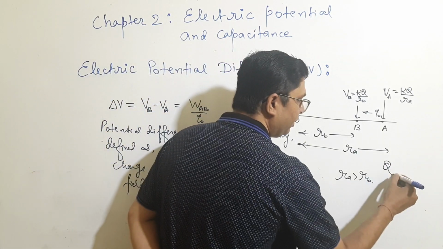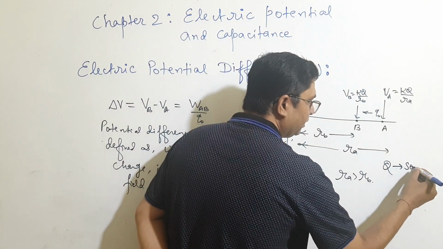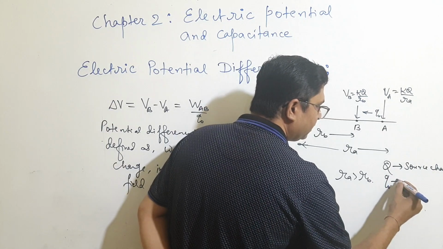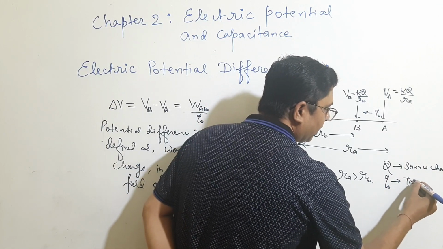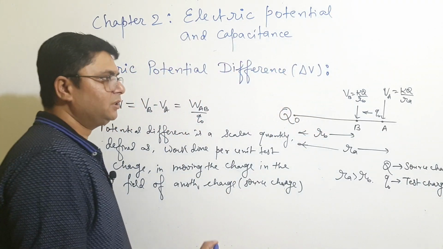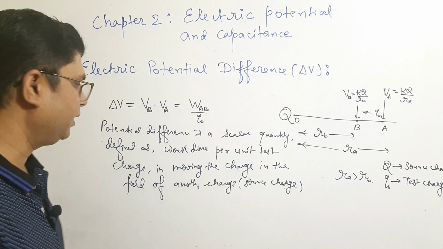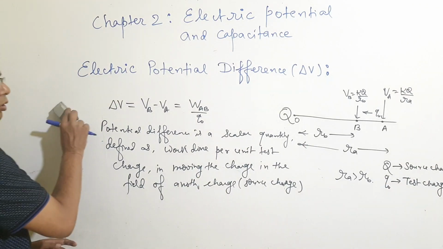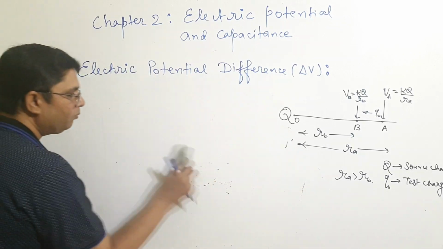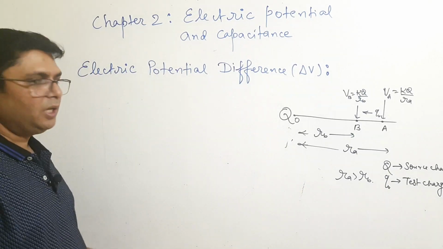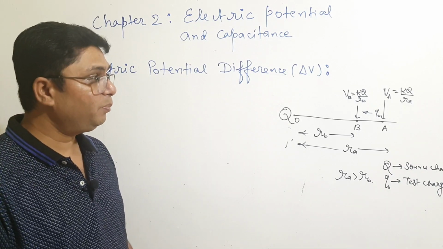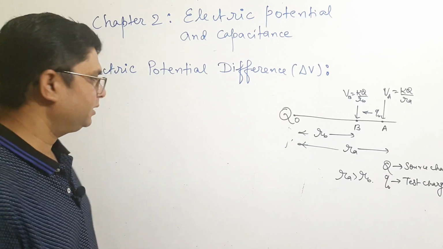This means that Q is said to be the source charge and small q naught is said to be the test charge. Test charge may be of two types. One is said to be positive test charge, another is said to be negative test charge. Now here you have two cases to be understood. When the value of potential difference will be greater and when it will be negative, it depends upon the source charge.